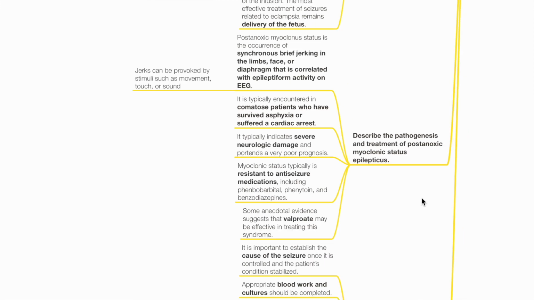Describe the pathogenesis and treatment of postanoxic myoclonic SE. Postanoxic myoclonic SE is the occurrence of synchronous brief jerking in limbs, face, or diaphragm that is correlated with epileptiform activity on EEG. Jerks can be provoked by stimuli such as movement, touch, or sound. It is typically encountered in comatose patients who have survived asphyxia or suffered a cardiac arrest.